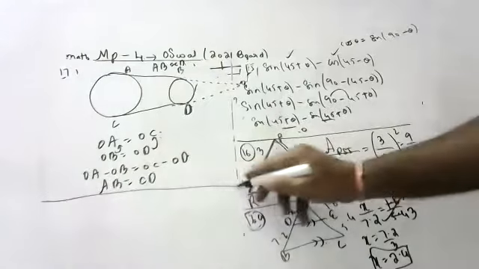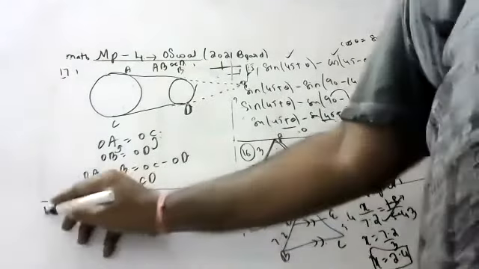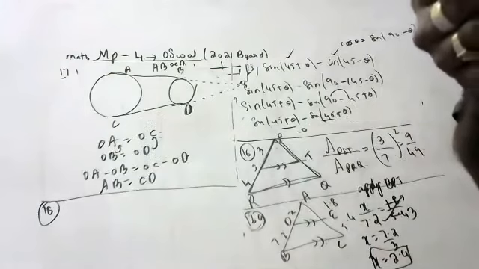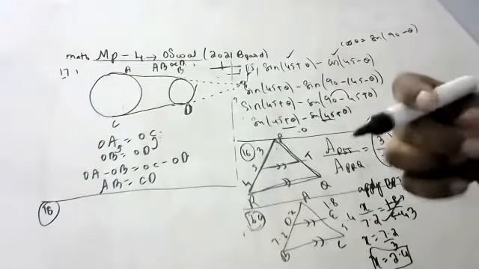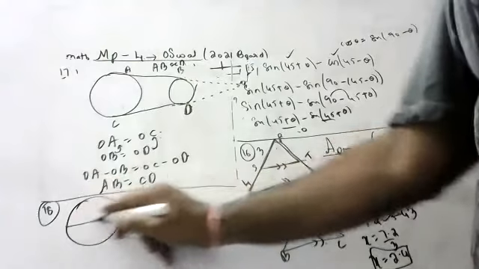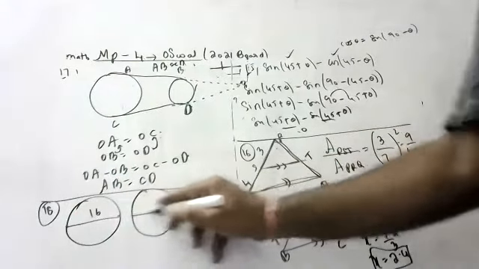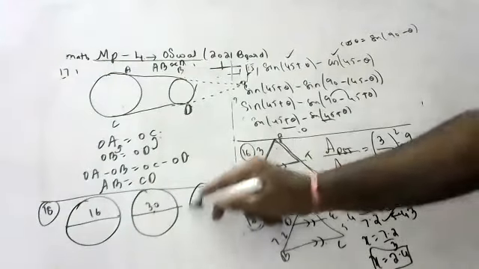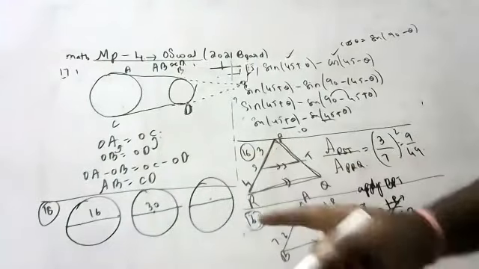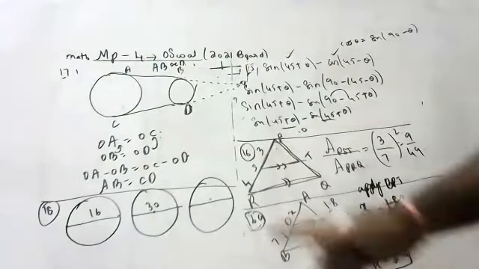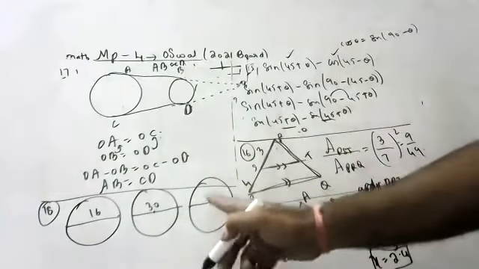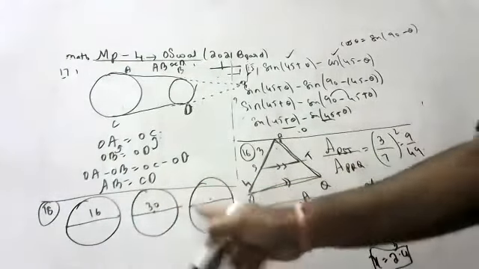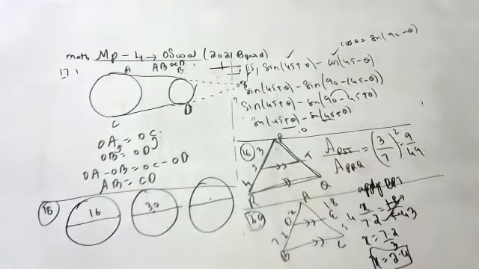Very good, Tanush. Good boy. Super. Tanush, tell the next one. The diameters of two circles with centers A and B are 16 and 30. If the area of another circle with center C is the sum of the areas of these two circles, what is the circumference of this circle? How to do this sum?